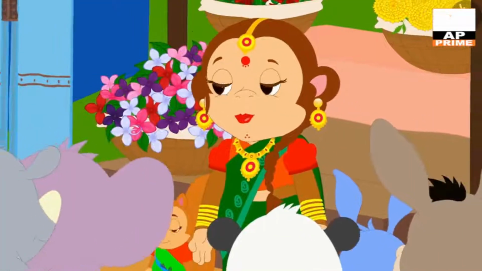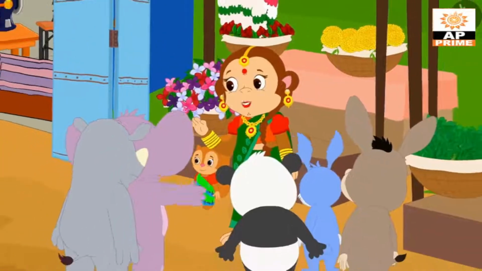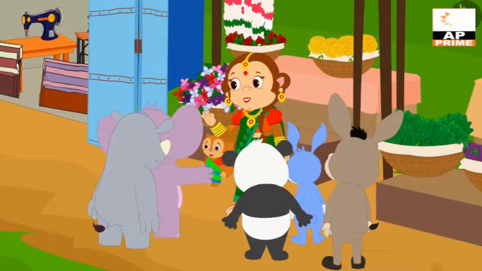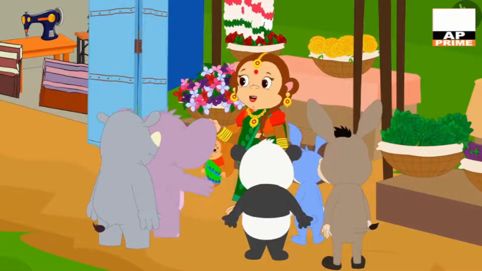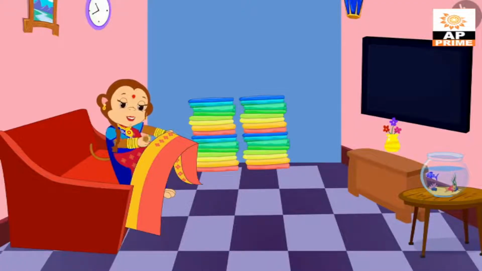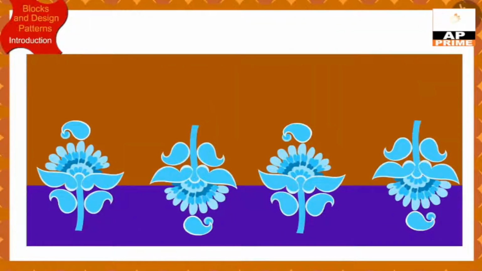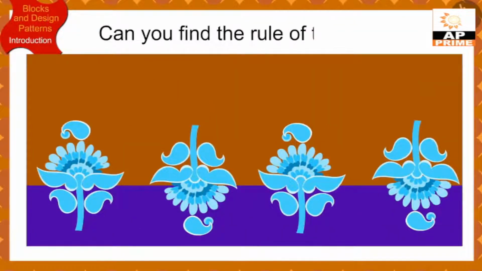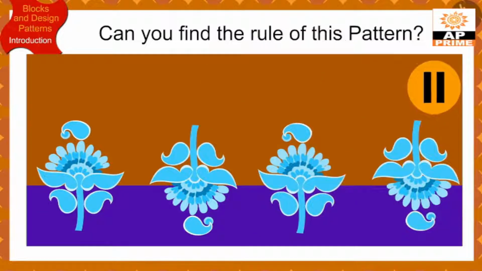Then what was to happen? Banno got orders to make a lot of saris the next day. Children, if Banno has made such a design on one of the saris, can you find the rule of this pattern? If you wish to, you may stop the video and think of the answer.